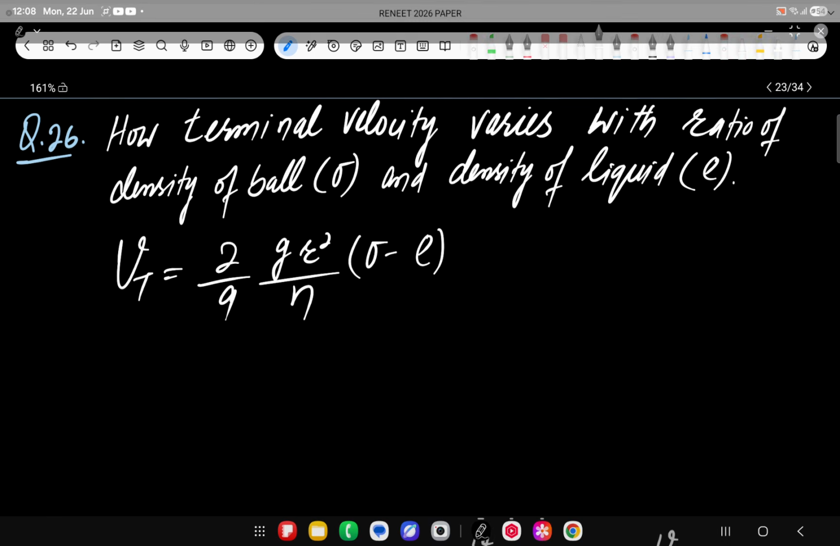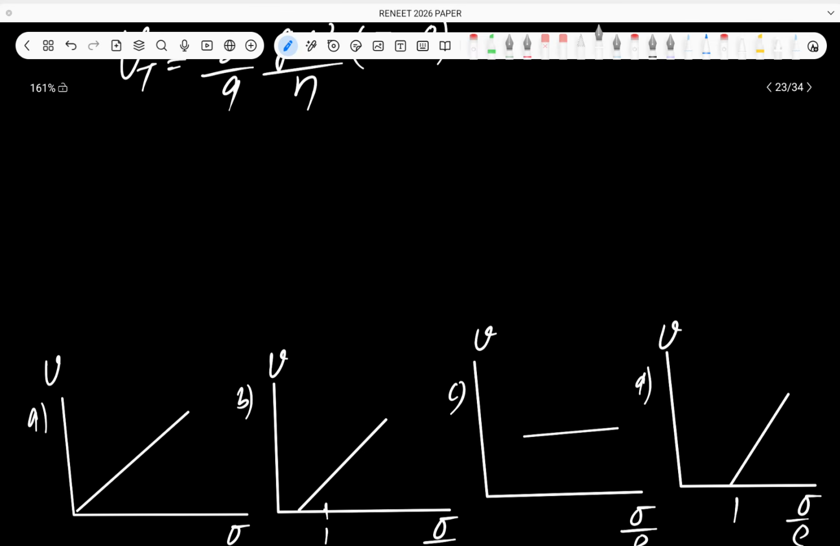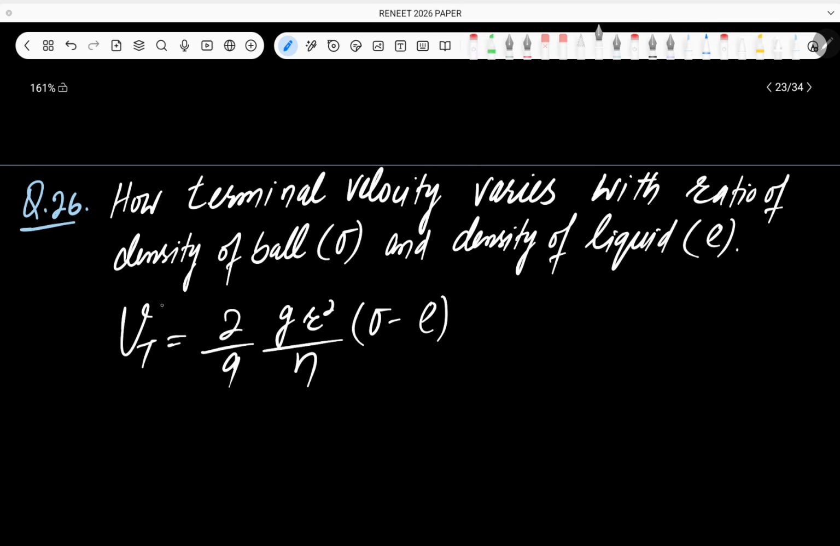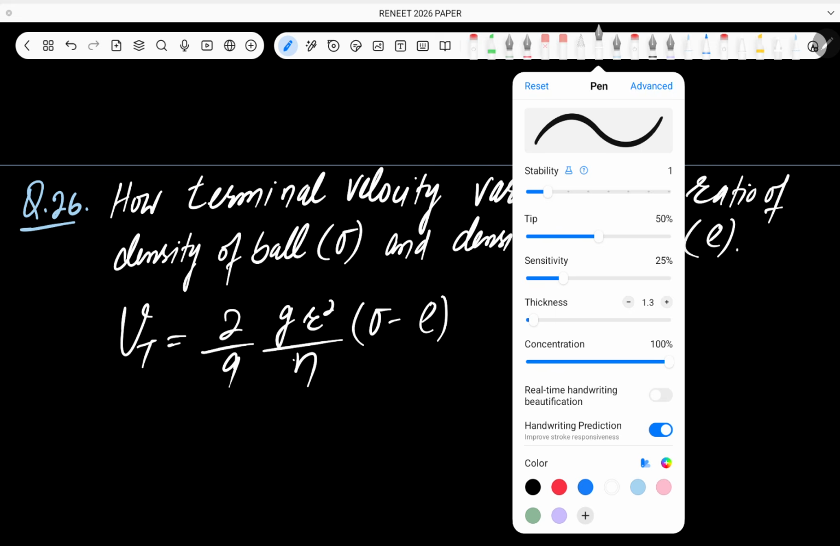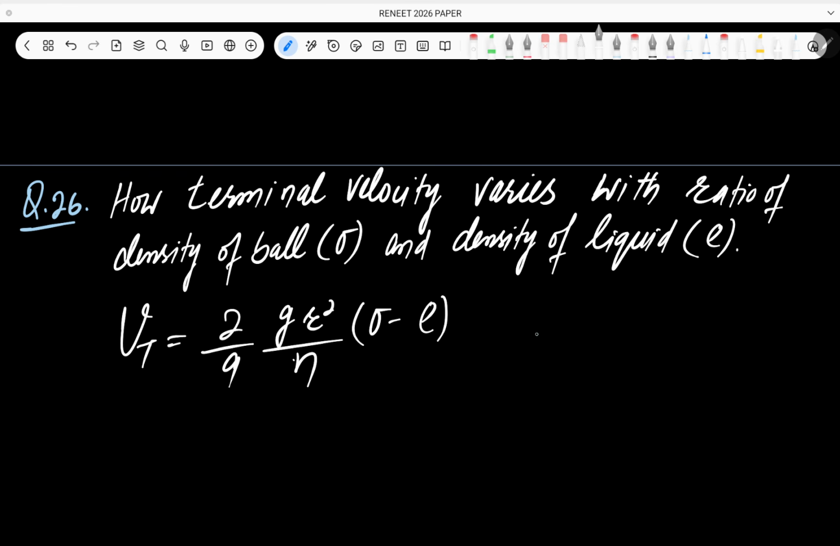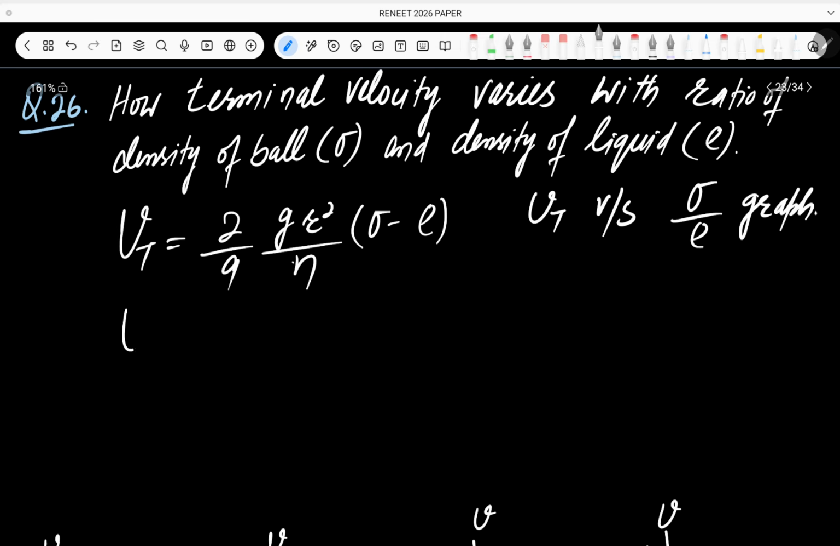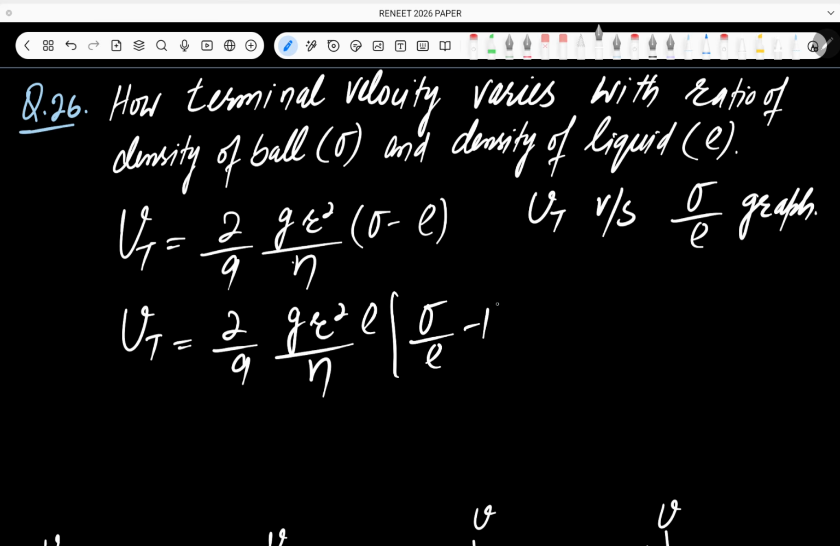Question number 26. Look at question number 26, beta. Here the options are given to you. So what is the question? You will have to plot the terminal velocity versus sigma divided by rho graph. This is the equation for the terminal velocity. I can do just one thing, that is I will write like this: 2 divided by 9 into g r square divided by eta, which is the coefficient of viscosity. From here we will take one term common, that will be rho into sigma divided by rho minus 1.